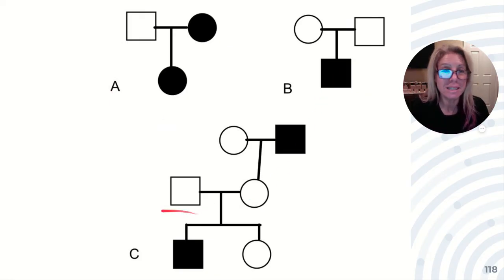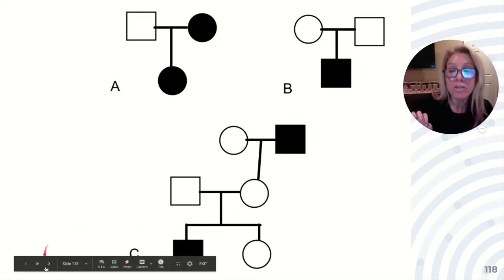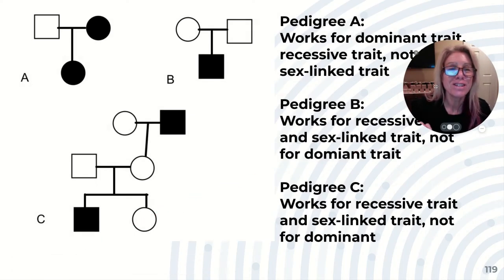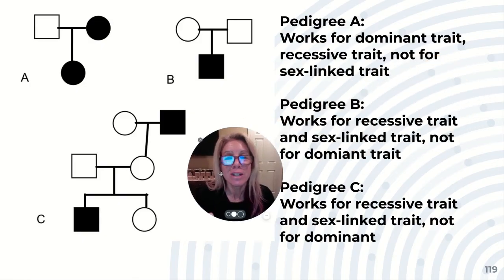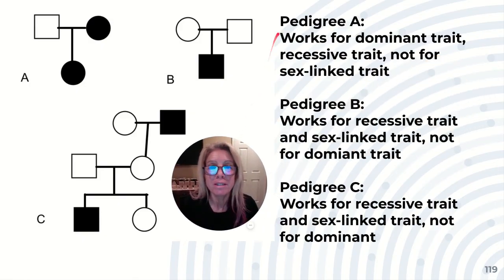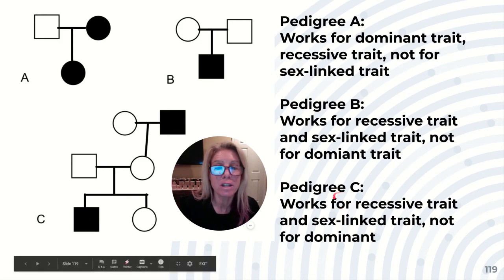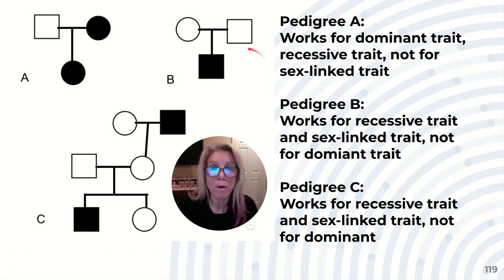Okay, now try B and C. Now I'm going to show you the answers. Okay, so here are the answers for each of those. So these three different pedigrees, pedigree A, pedigree B, pedigree C. I've analyzed for you which they would work for. So I'll just do the exception here.